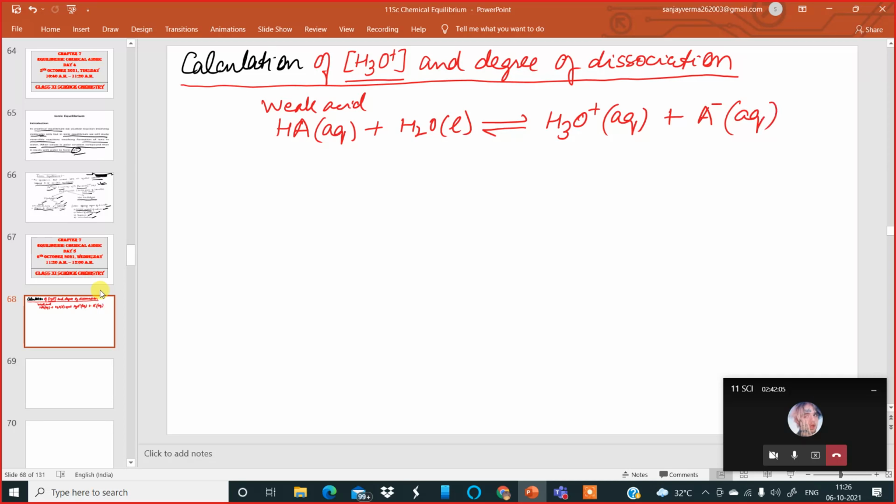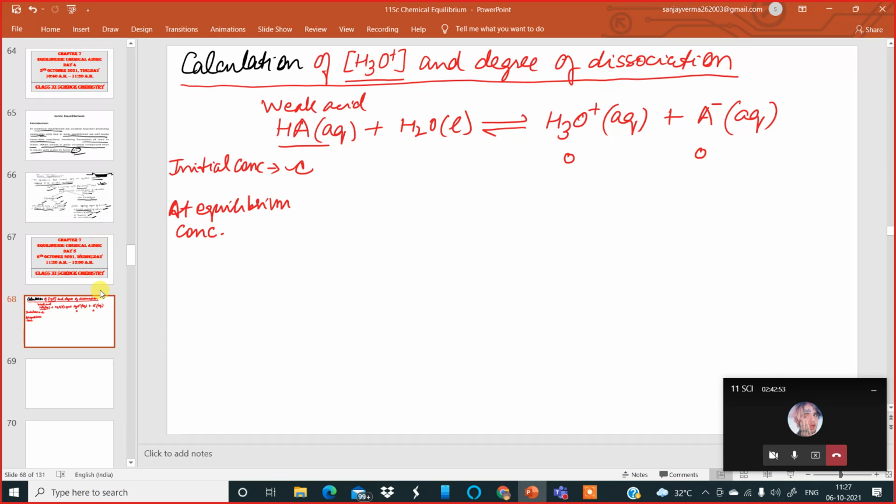Now, if we assume small c to be the initial concentration of the weak acid, so this is the initial concentration of the acid c. Then initially the concentration of hydronium ion is zero, the concentration of A minus, the conjugate base, is also zero. Okay, now when equilibrium has been reached, at equilibrium, the concentration of all these can be worked out.